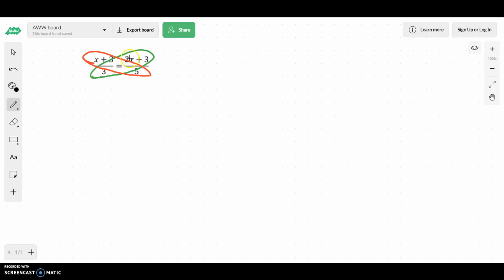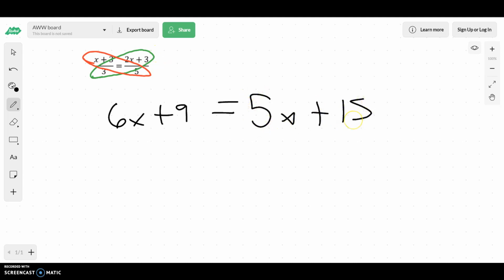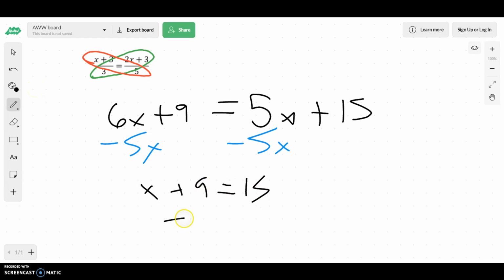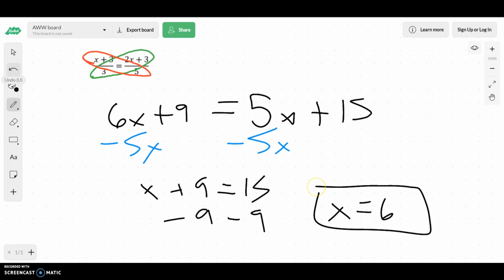So we would do 3 times 2 and 3 times 3 on this side. So that would be 6x plus 9. On this side we do 5 times x and 5 times 3. So that would be 5x plus 15. Then we would want to solve this. So I'm going to subtract 5x on both sides. We're going to get x plus 9 equals 15. I'm then going to subtract 9 on each side. I'm going to get that x is equal to 6. And that would be my final answer.